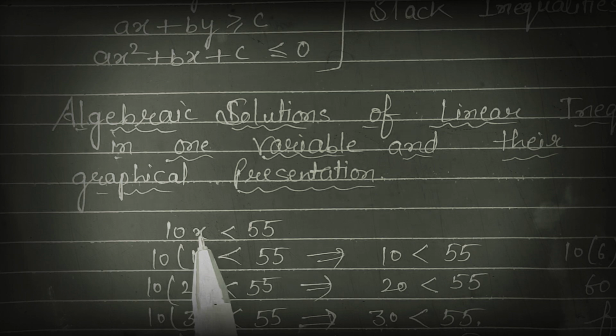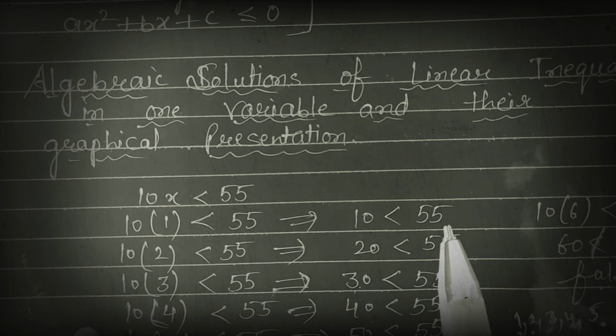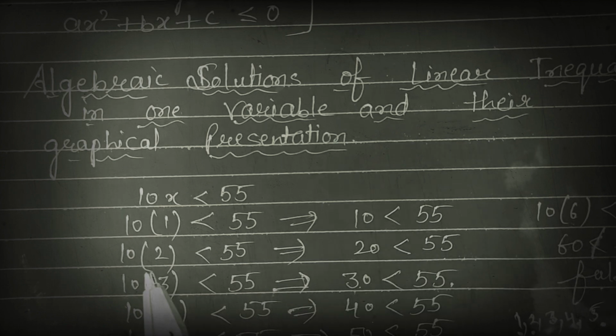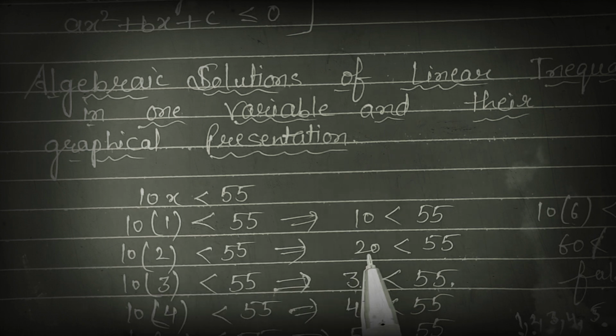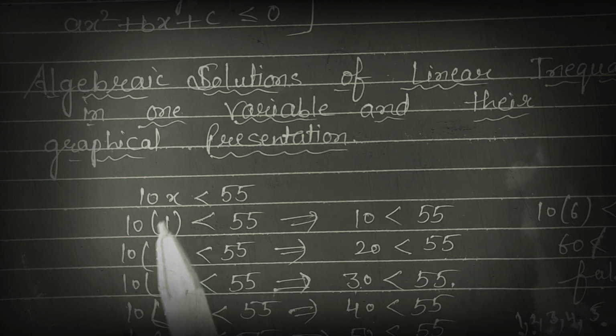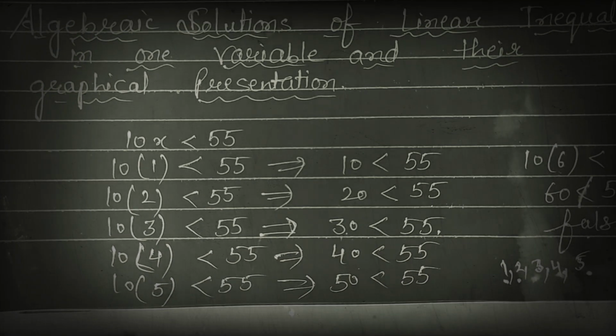10x is less than 55. So if x is 1, you want to purchase one chocolate, so you will spend 10 rupees. Because 10 is less than 55, you can spend 10 rupees here. If you want to purchase two chocolates, so x is 2, then you will spend 20 rupees. If you purchase 3 chocolates, then you will spend 30 rupees. It is less than 55. It is okay. You can do this.